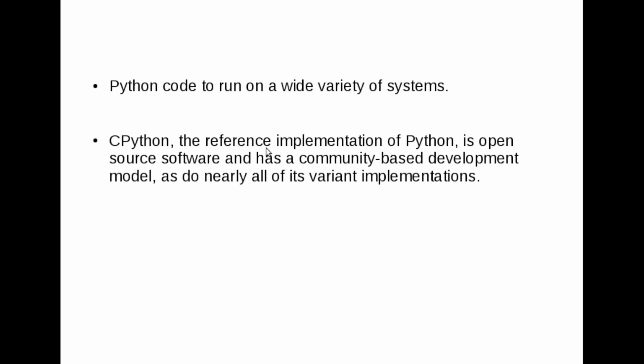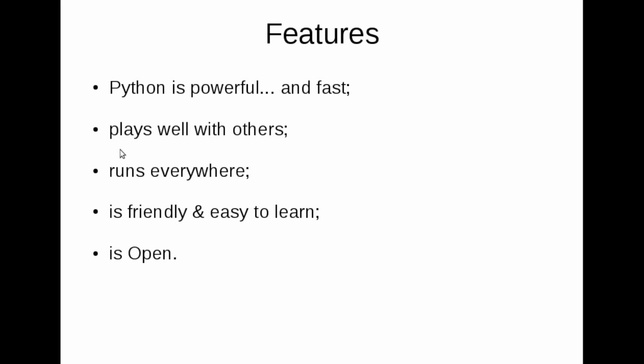The next version of Python is CPython. This is the reference implementation of Python, and it is open source software, like GNU has provided many types of open source software. Here, Python's freeware version we can find is called CPython, which has a community-based development model, as do nearly all of its variant implementations. So CPython is free, open source software with which we can go for programming just like Python.